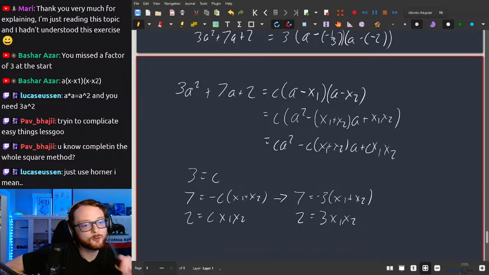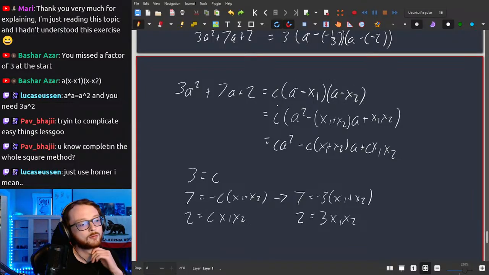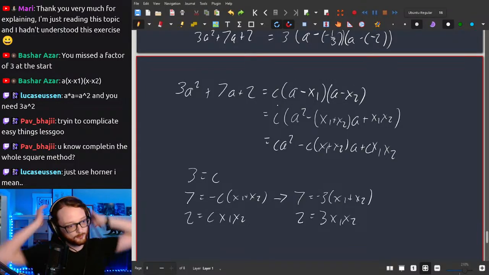I mean, I know about completing the square. I don't know how that helps us get it in factored form though, like this. Complete the square would get in like vertex form, right?